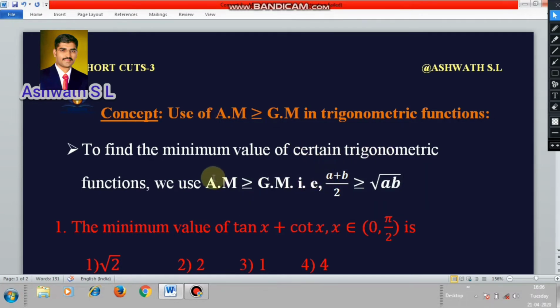All of you know well, if a and b are two numbers, then arithmetic mean is (a plus b) by 2, and if a and b are numbers, then square root of ab is the geometric mean. This relation is (a plus b) by 2 greater than or equal to square root of ab. You know this relation; we have studied it in the chapter sequence and series. Now I am going to explain the application of this result in trigonometric functions. Let's move on to examples.